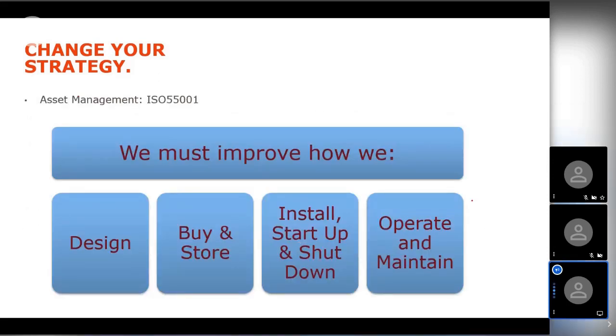If you look at what we call asset management standards, the ISO 55000 series, or 55001 is the actual standard for asset management. It looks at the life cycle of a product or life cycle of an asset, how we design it, how we buy it, store it, install it, start it up, shut it down, operate and maintain it. We have to look at the whole management life cycle.